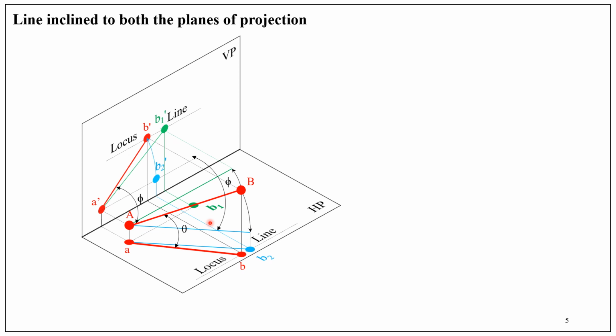Therefore, AB1, which is the top view obtained by assuming the line is parallel to VP and inclined at an angle theta to the horizontal plane, is equal to the actual top view AB. Therefore, AB is equal to AB1. Now what we can do is fix A as center and AB1 as radius, and draw an arc. That arc will definitely pass through point B.